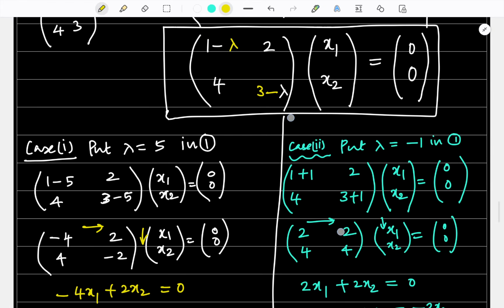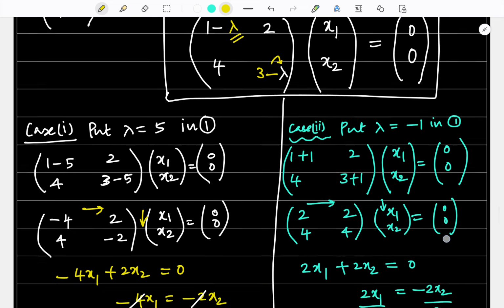So if I take lambda equal to minus 1, minus of minus is plus, so it's going to become 2, 2, 4 and then 4, right. So lambda is equal to minus 1. So you'll get here also lambda is equal to minus 1. So 3 minus of minus, which is plus, so it is 4. So which is going to become x1, x2, 0.